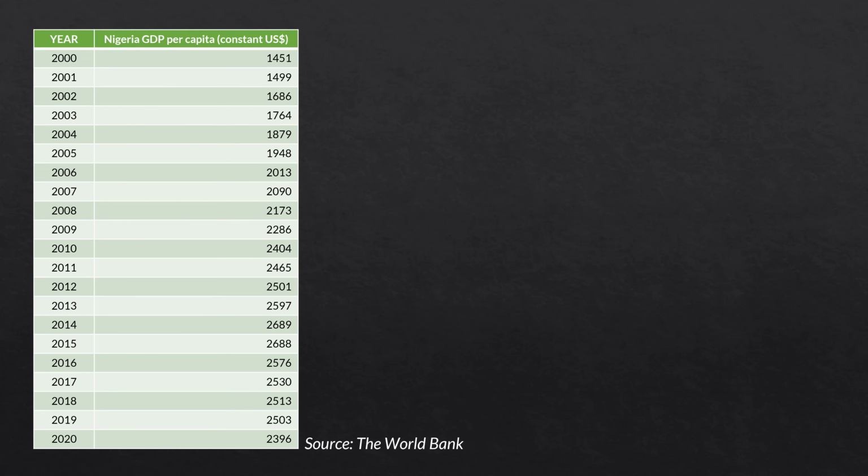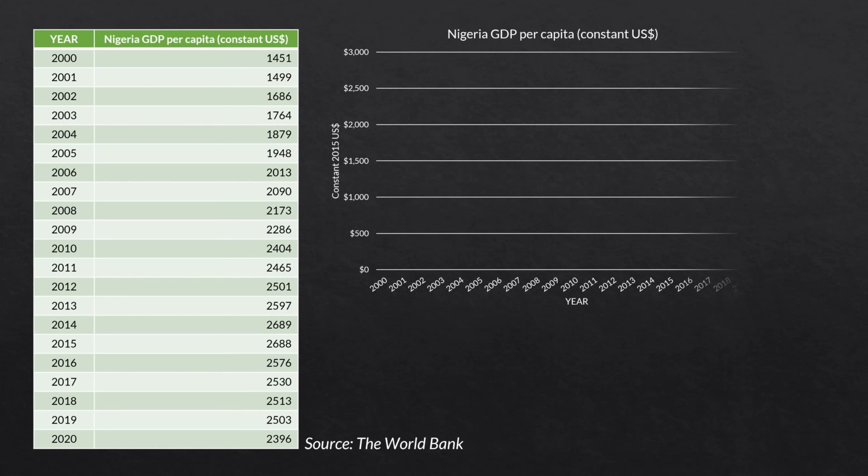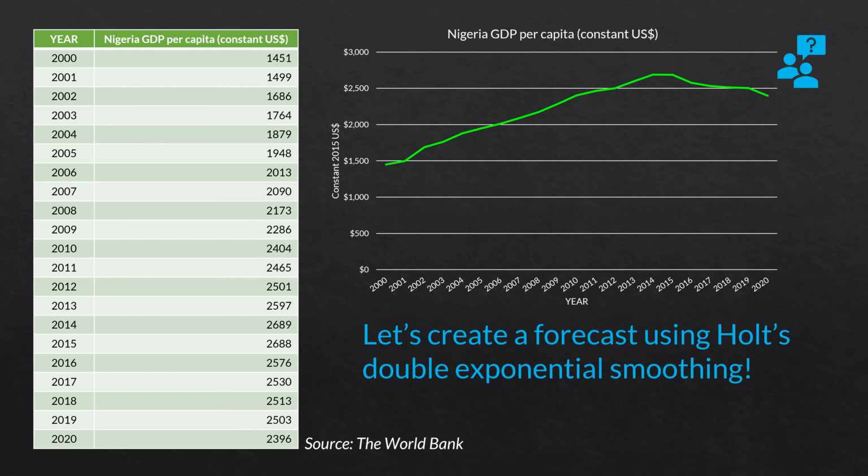Let's get started. So here is the data we've been using on prior videos. It is Nigeria's GDP per capita from the year 2000 up through the year 2020. We put that data on a chart and it looks like this. We have a very strong trend from the year 2000 all the way up to the year 2015, and then it flattens out a little bit. So using this data and its chart, let's create a forecast using Holt's double exponential smoothing method.